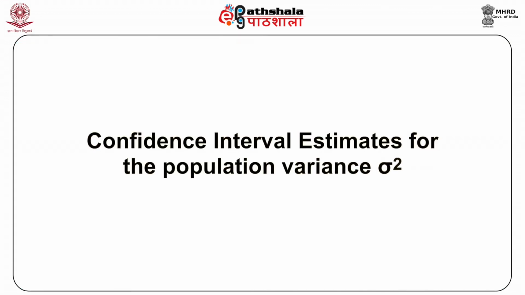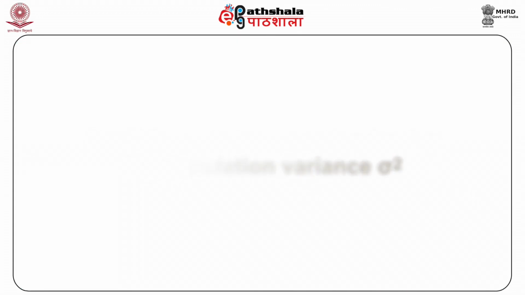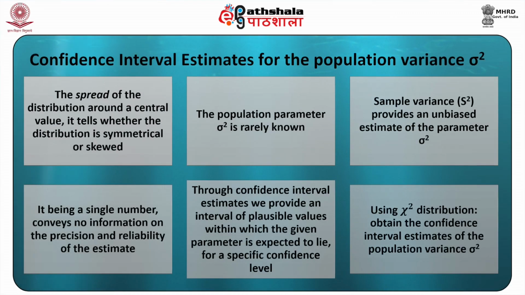And then we would learn about the hypothesis testing for the population variance. Confidence interval estimates for the population variance sigma square. As we know, variance provides valuable information concerning the spread of the distribution around a central value. That is, it tells whether the distribution is symmetrical or skewed.